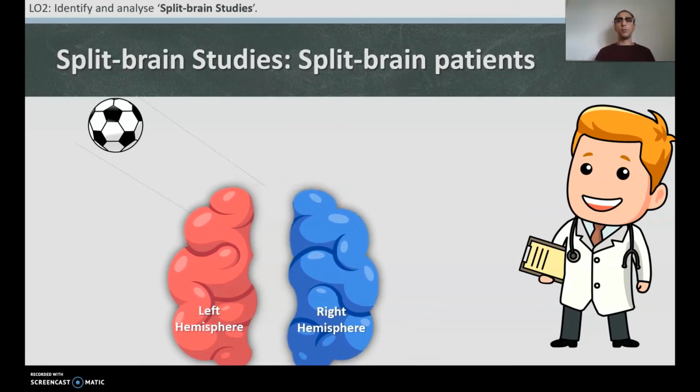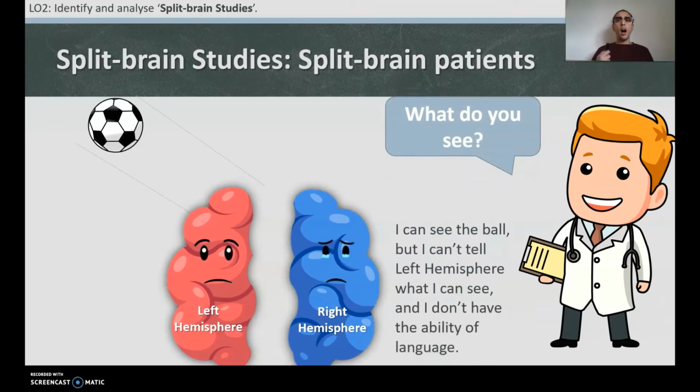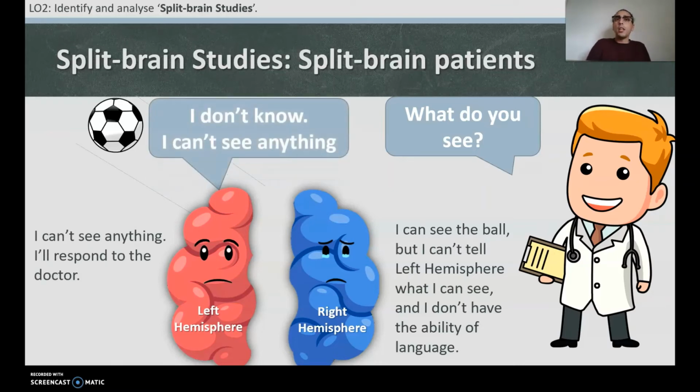Now the ball is in the left visual field, and this is a split brain patient. What happens now? What do you reckon? What do you see? "I can see the ball," says the right hemisphere, "but I can't tell the left hemisphere what I can see because I can't communicate with it, and I can't tell the doctor because I don't have the ability of language. The ability of language is in the left hemisphere." "I can't see anything," says the left hemisphere. "I'll respond to the doctor though because I have the language. I don't see anything. I can't see anything. I don't know."